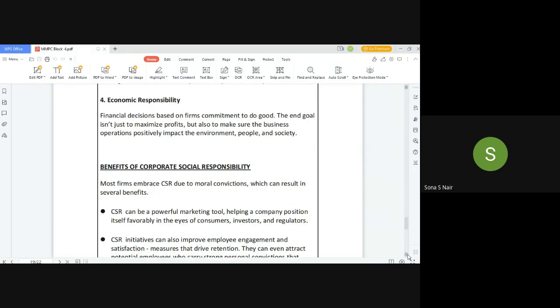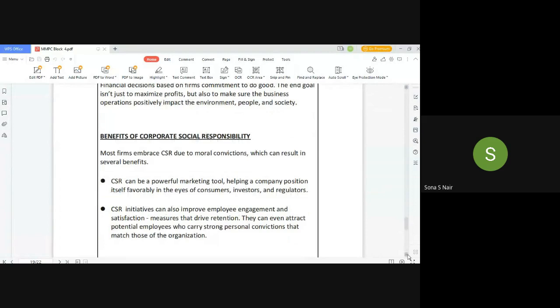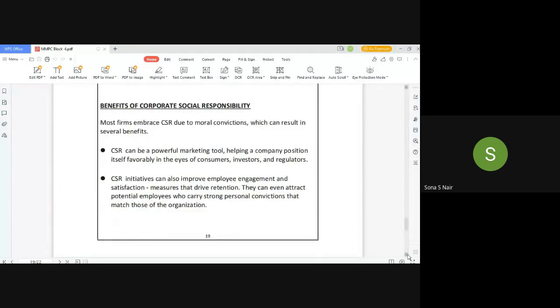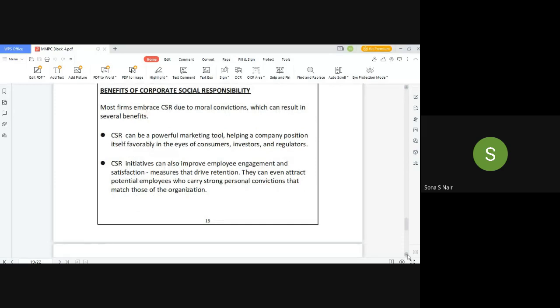Now, what are the benefits of corporate social responsibility? Majorly they do it because of moral conviction, the organizations, but it can be a very powerful marketing tool also. There are three benefits if you look at it that way. One, it is a powerful marketing tool because you become favorable in the eyes of the customers, the investors, the regulators, the public.